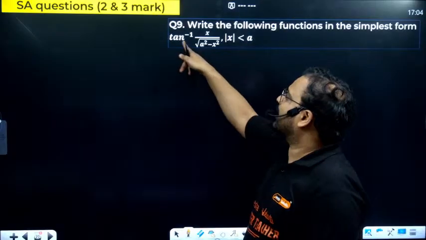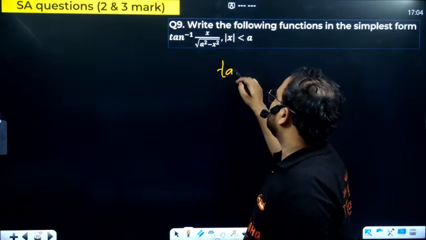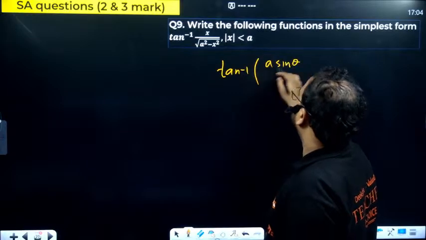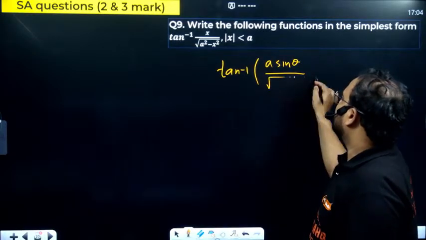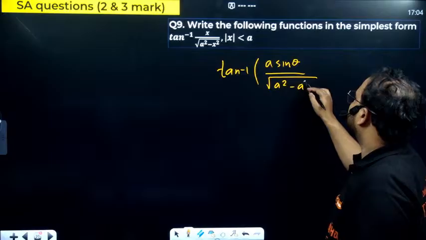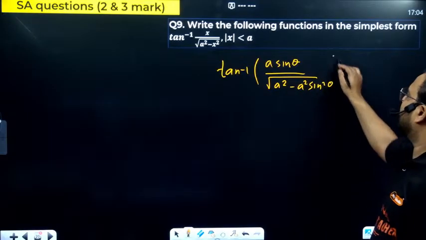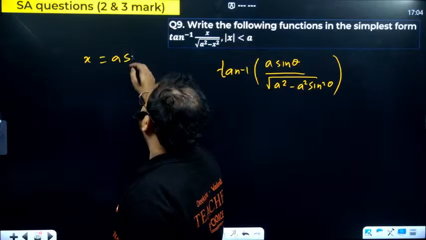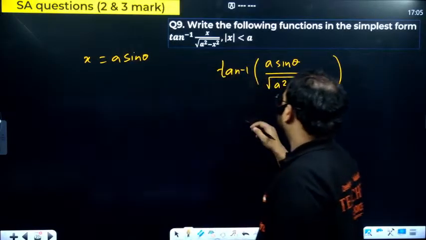In this case, I want to have tan inverse outside. So, it makes sense, sir, I have to keep a sine theta over here. When you do that, check this out. You'll get a square minus a square sine square theta. Why are you getting this? Because you have taken x as a sine theta.